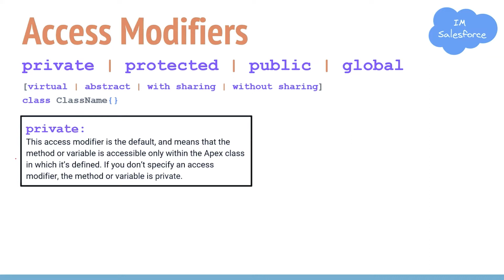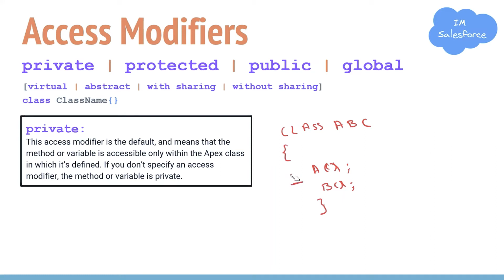For example, if we have classes A, B, and C, and in class A we have method A, then we have method B. If we haven't defined any access modifier for them, they will be private by default.